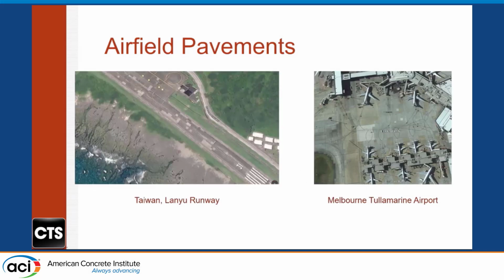Also international projects, Lanyu Airport in Taiwan, one single runway. We can see this aerial picture, where those light color slabs are BCSA cement. We can recognize that because of the change of color.